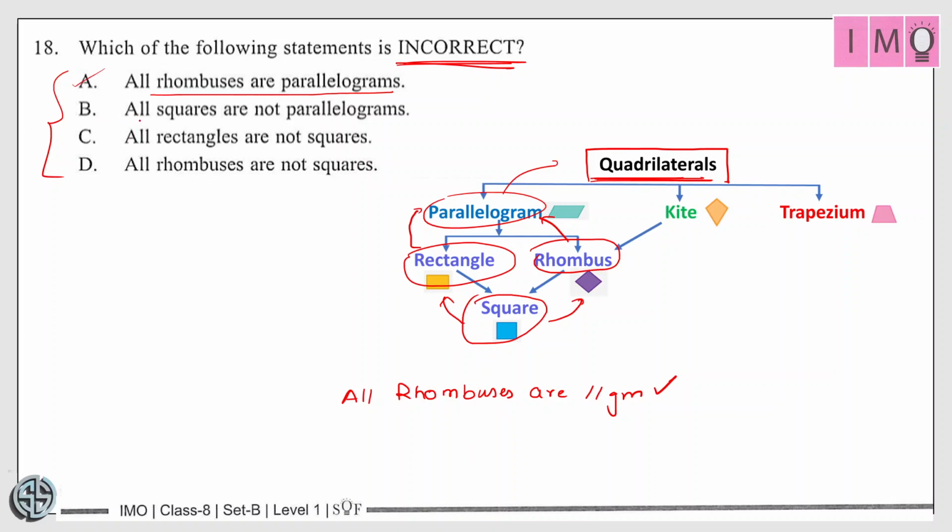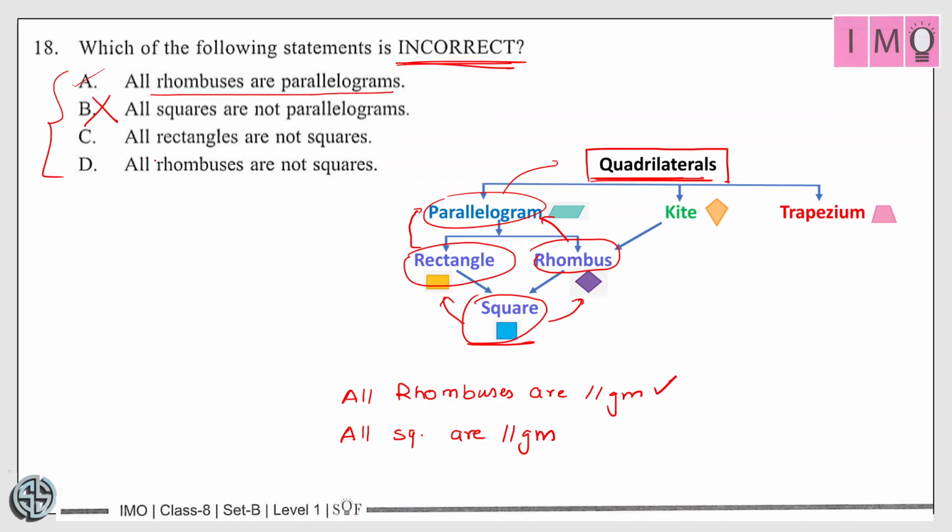Now if you see the second statement, option B, all squares are not parallelograms. You can see square is coming below the parallelogram, right? So you can write all squares are parallelograms. But option B is saying all squares are not parallelograms. So definitely this will be incorrect, and that will be our answer. But let's see the C and D options.